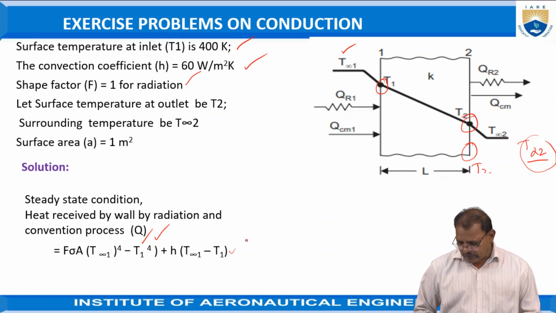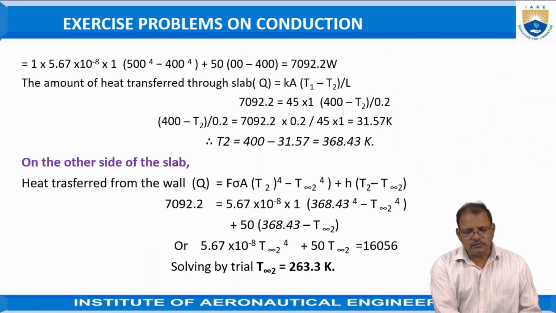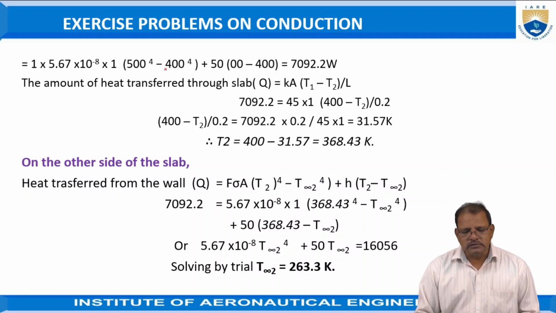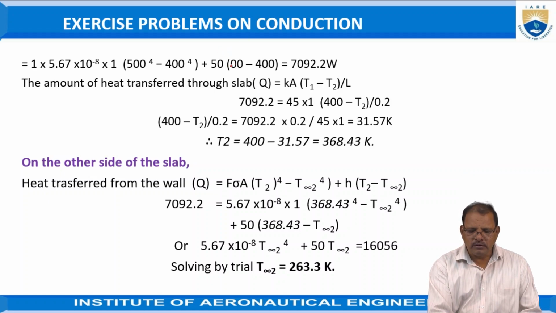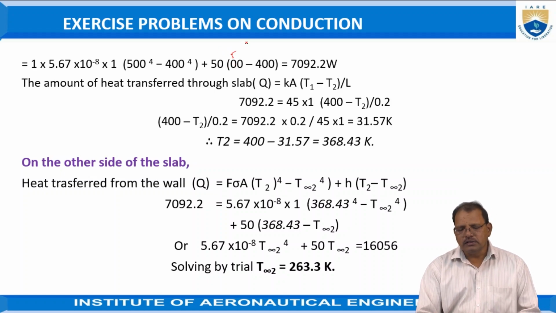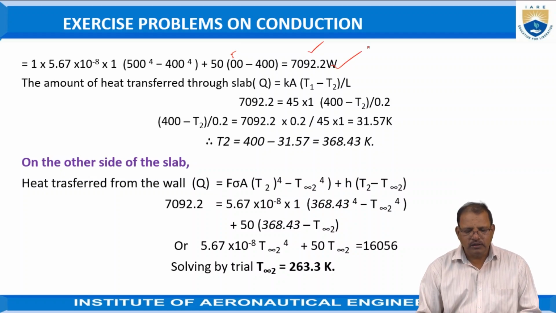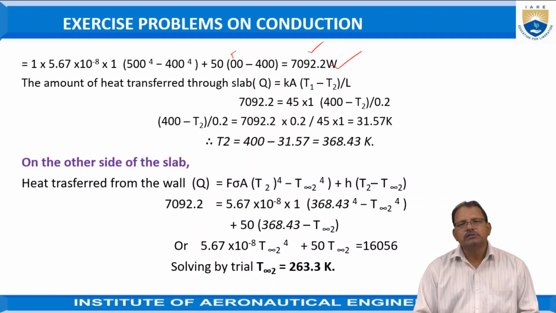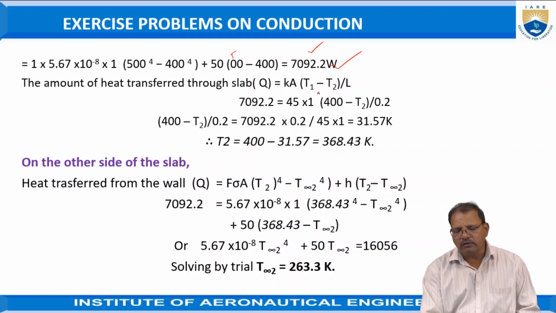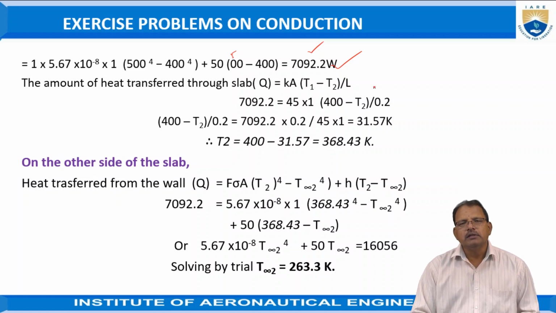Substituting all the values in this equation, we got 5.67 into 10 to the power of minus 8 into 1 into (500 to the power of 4 minus 400 to the power of 4) plus 50 into (500 minus 400). This value is equal to 7092.2 watts. The amount of heat transfer through the slab by conduction is given by K into A into (T1 minus T2) divided by L, where T1 is the inside temperature and T2 is the outside temperature of the wall.